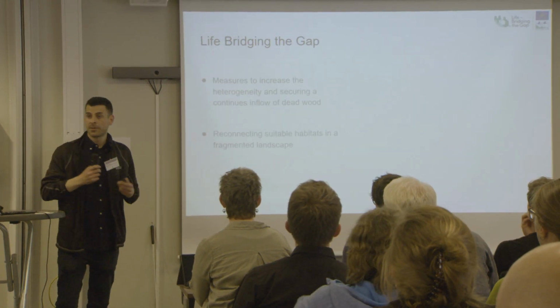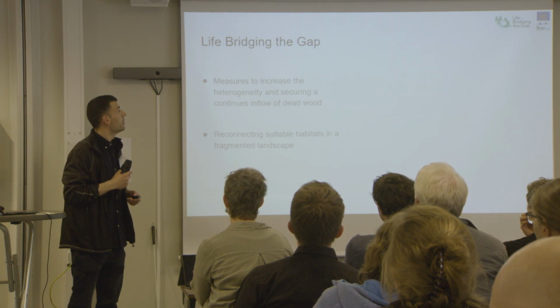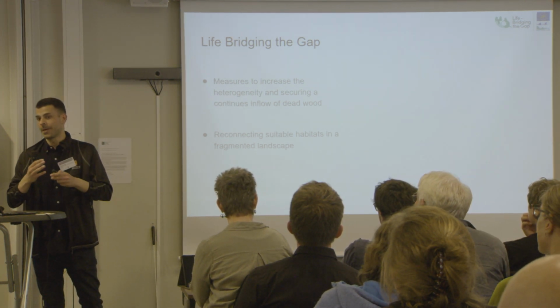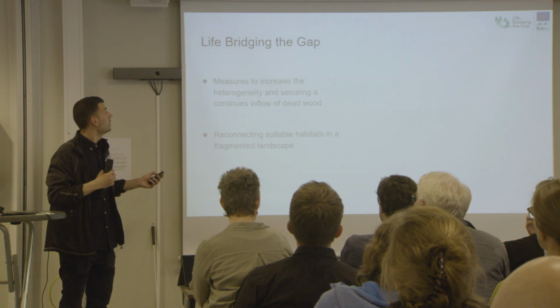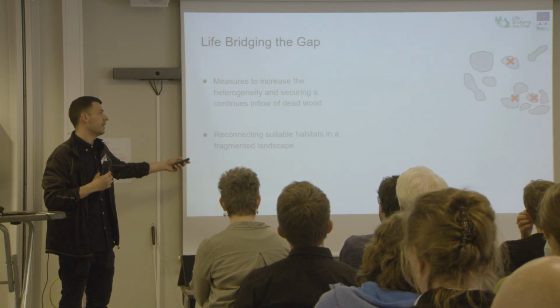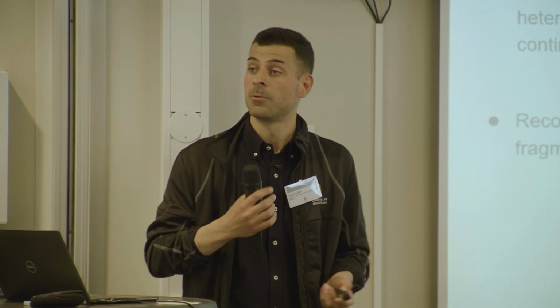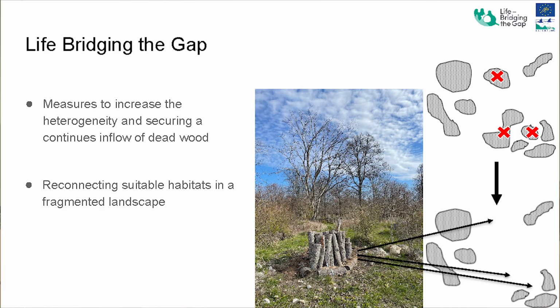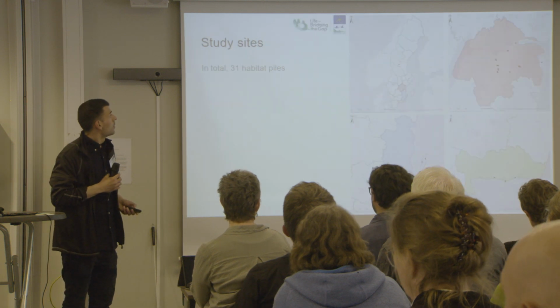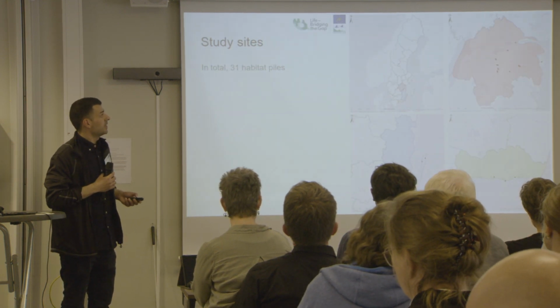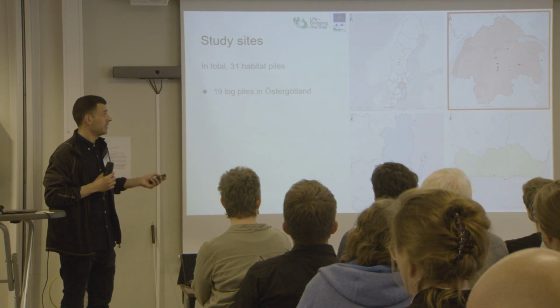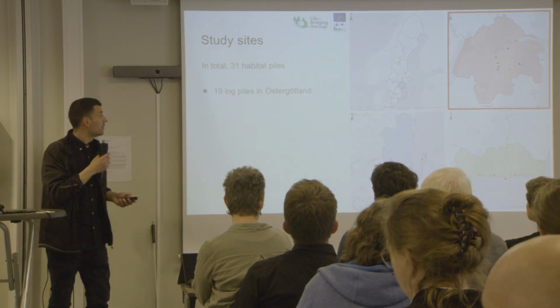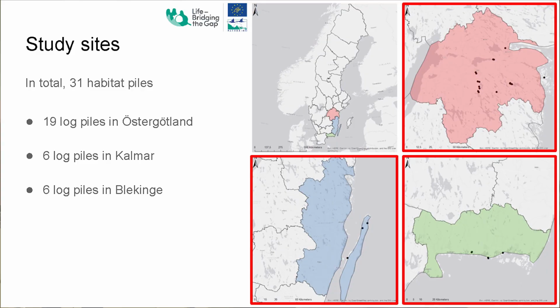And we've heard about a lot of the work that Life Bridging the Gap has done. I just chose to mention two of them that were quite relevant for the log pies or the habitat pies, especially when it comes to reconnecting suitable habitats, which is the case with the wood mold boxes as well. So you have these log pies which would act as bridges in a fragmented landscape, where they would ease the dispersal of certain saprophilic beetles. In total, there were 31 habitat pies distributed over southeastern Sweden. We had 19 in Östergötland, 6 in Kalmar, and 6 in Blekinge.